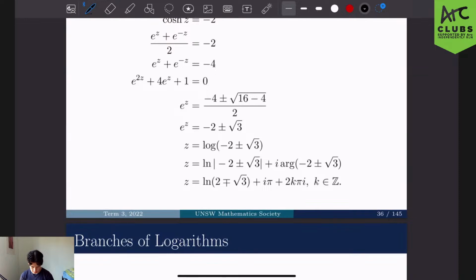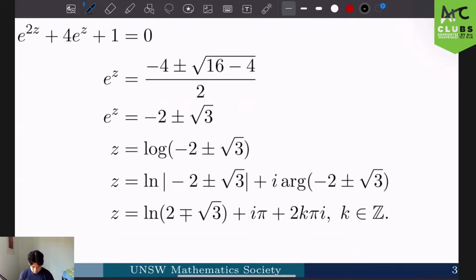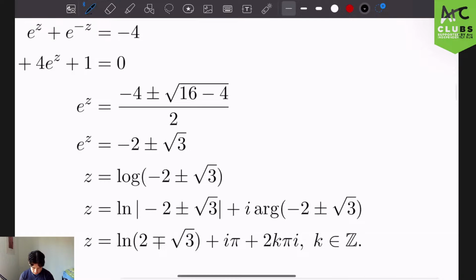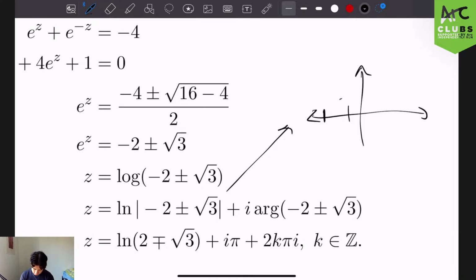Alright, so basically, as I was saying before, both of the values lie on the negative real axis.